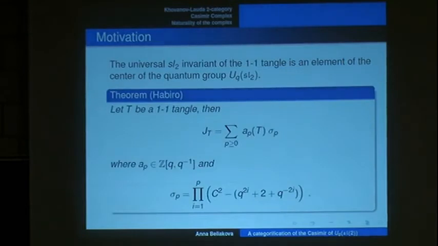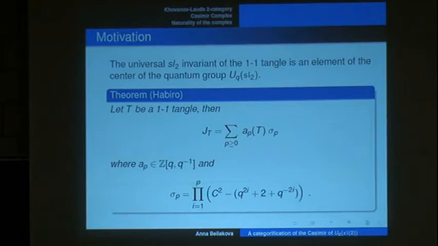And more precisely, I stated this result of Habiro, saying that you can decompose this universal invariant of a tangle in this way, where these are the coefficients, the Laurent polynomials in q, and these guys here are given by this formula where C is just the Casimir. So what you see, you need only even powers of the Casimir. And here, it's the eigenvalue of the square of the Casimir acting on the weight space one I. So this is an expression for the Jones polynomial of one tangle.